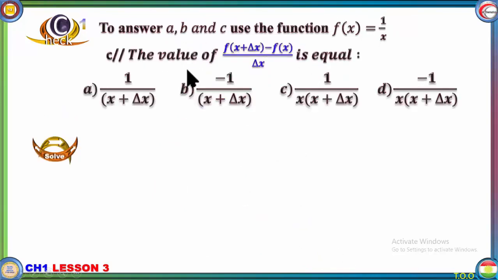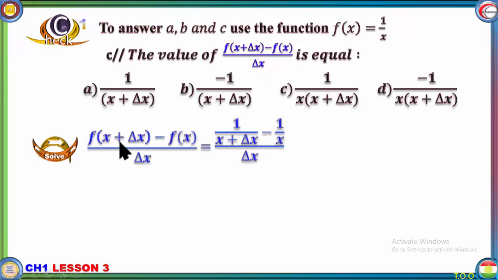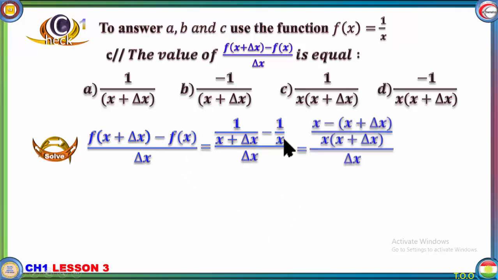C. The value of f of x plus delta x minus f of x, over delta x, is equal to... First of all, replace x with x plus delta x. It becomes 1 over x plus delta x minus f of x, which is 1 over x. Then it equals x times x plus delta x in the denominator. Then x times 1 is x, minus 1 times x plus delta x, is x plus delta x.